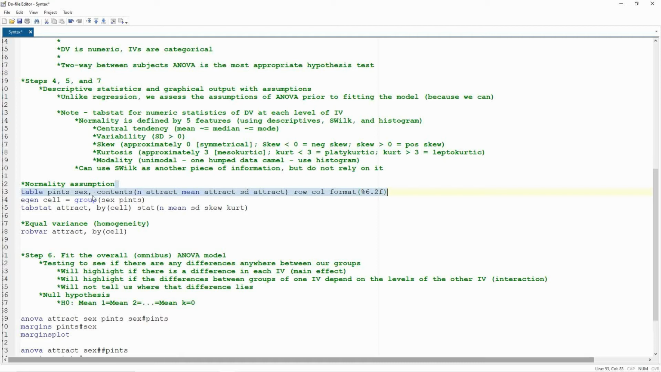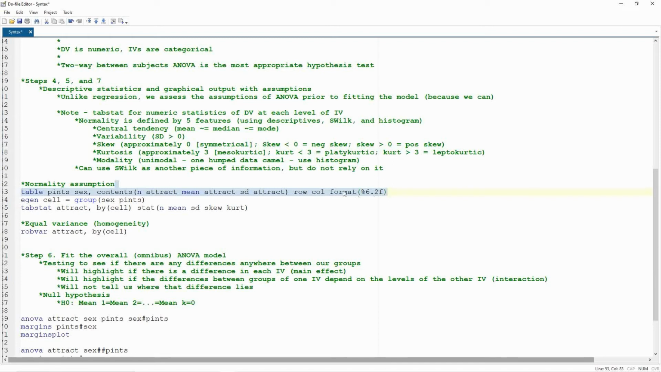And then as subcommands, I can say contents, n attract, mean attract, SD attract, row column. So what I'm asking for is the n, the mean, and the standard deviations for our DV across pints and sex. Pints will be placed on our rows and sex on our columns, and I'll show what this is in a second. Then we have our format.